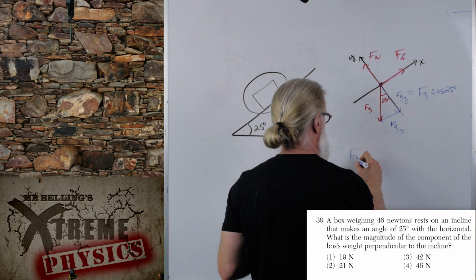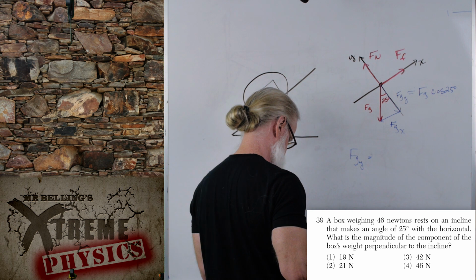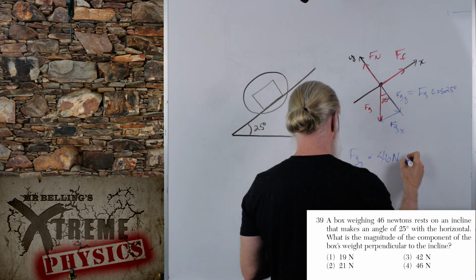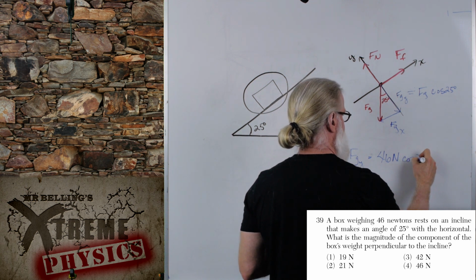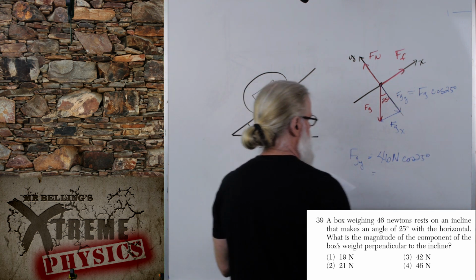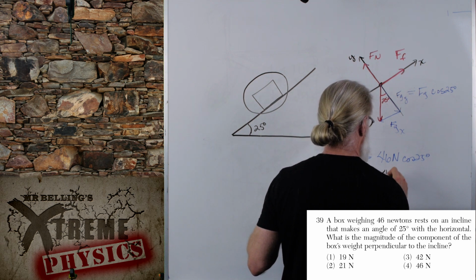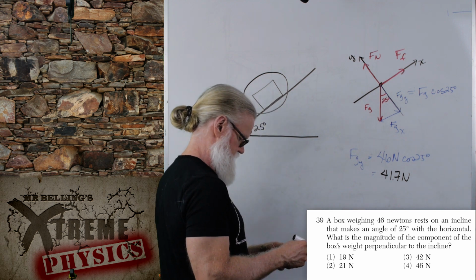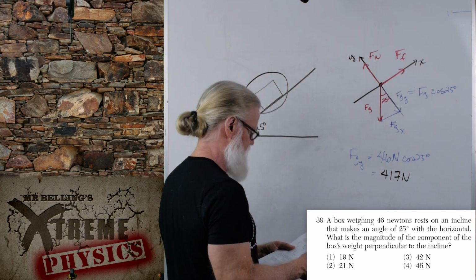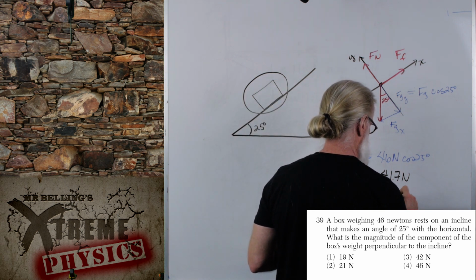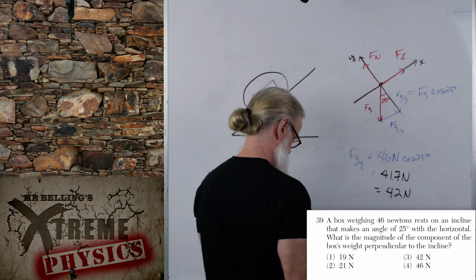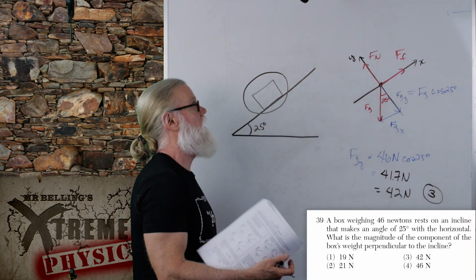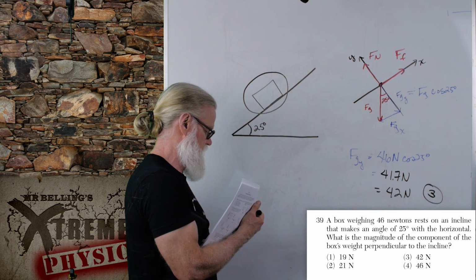And let's see. What did they say F_g was? 46 newtons. 46 newtons is the weight times the cosine of 25 degrees. 41.7 newtons. 41.7 newtons is the answer. All right, to two significant figures, that would be 42 newtons. And that was the answer, which is choice 3.